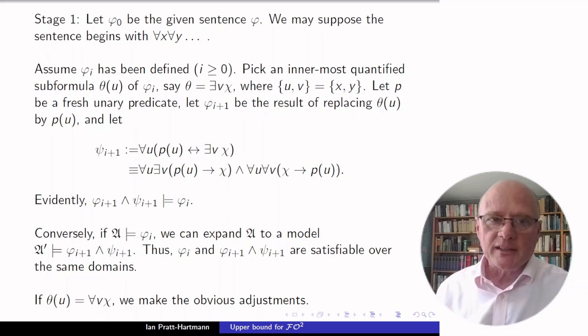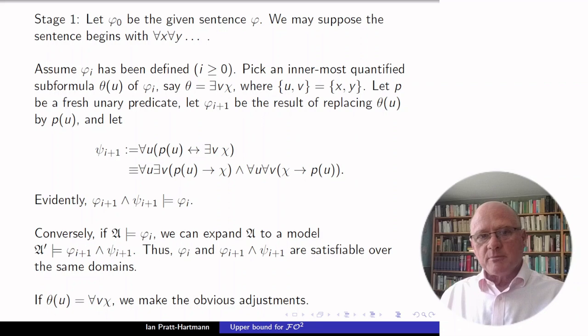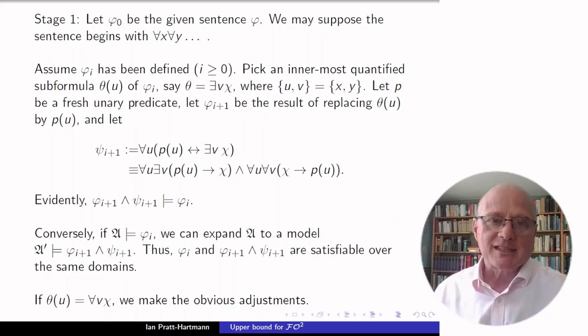And then I'll define psi I plus 1 to be this formula which just asserts that P of u is true if and only if theta is true. There exists v chi is just the subformula theta. So I'll say P of u just has the same extension as theta.